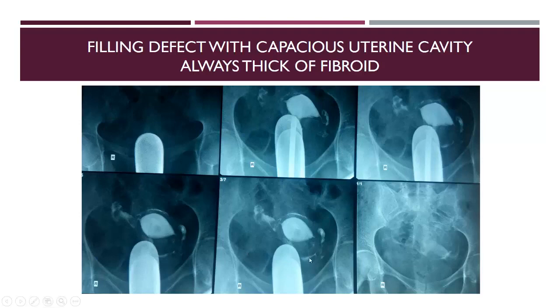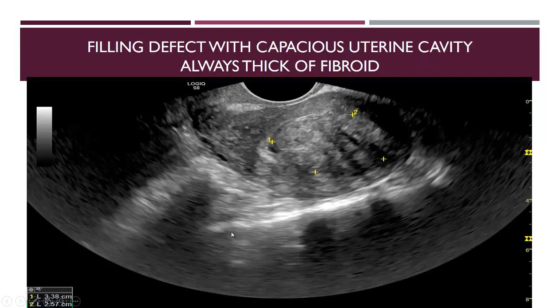With a capacious uterine cavity, think of fibroid. As we saw in the case before, a fibroid usually distorts the cavity if it is subserous in location, and makes the uterine cavity apparently capacious, like that. This is a large fibroid inside. So, a filling defect within a capacious uterine cavity, always think of fibroid.